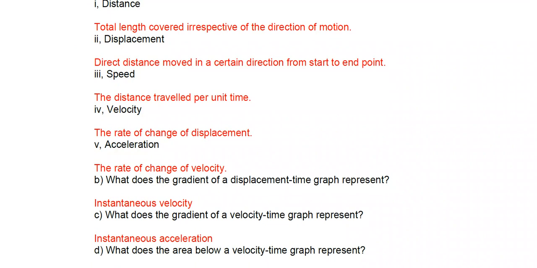Velocity, the rate of change of displacement. Acceleration, the rate of change of velocity. B. What does the gradient of a displacement time graph represent? Well, it's the instantaneous velocity.